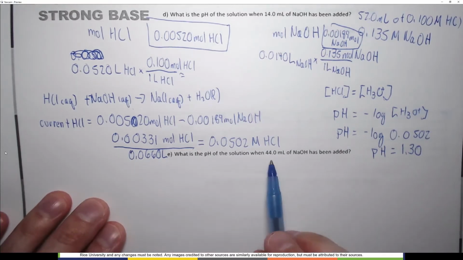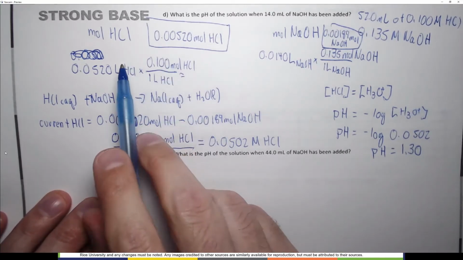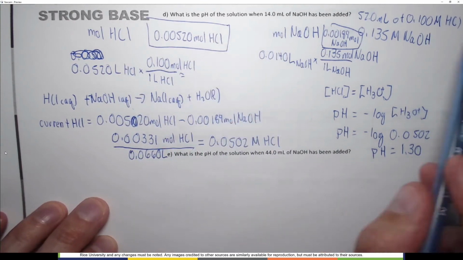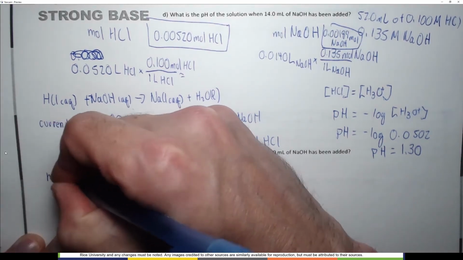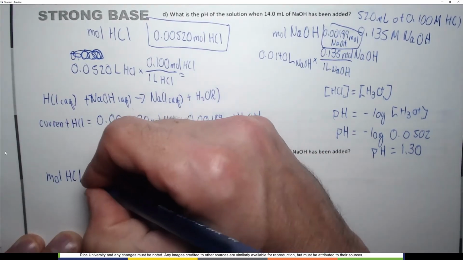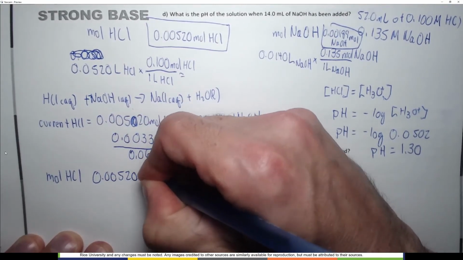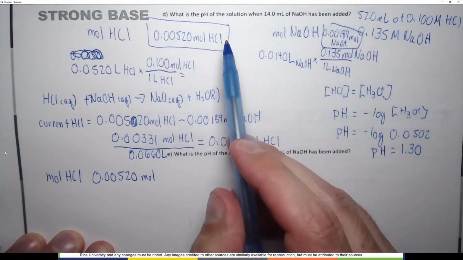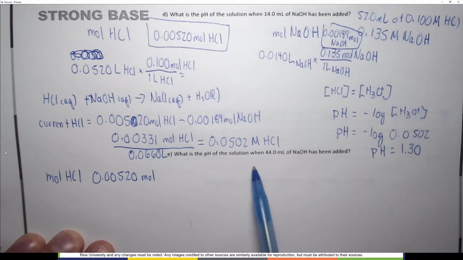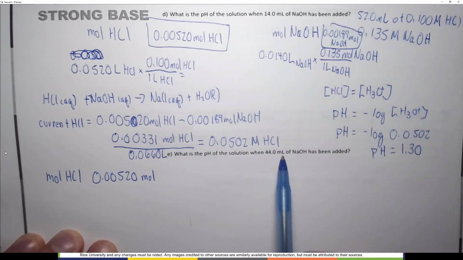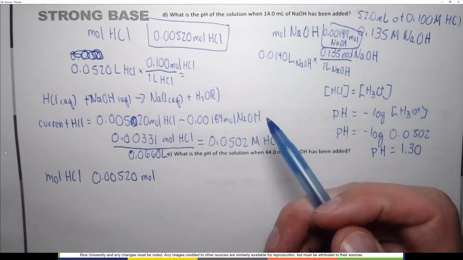Now it says, what is the pH of the solution when 44 milliliters of NaOH has been added? Well, it turns out that because of the way the HCl works, the number of moles of HCl are constant. So the moles of HCl in the initial solution is still 0.00520 moles. Why? Because the moles of HCl are based on the 52 milliliters of 0.1 molar HCl. They have nothing to do with the milliliters of NaOH that are added. Note that this is the initial number of moles, right? It's going to be different after the reaction.